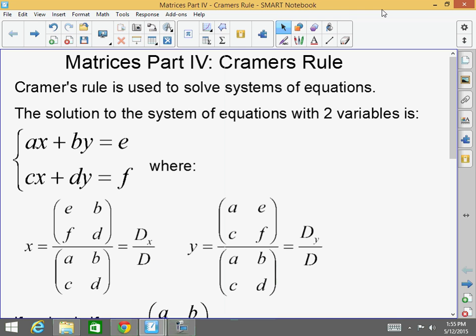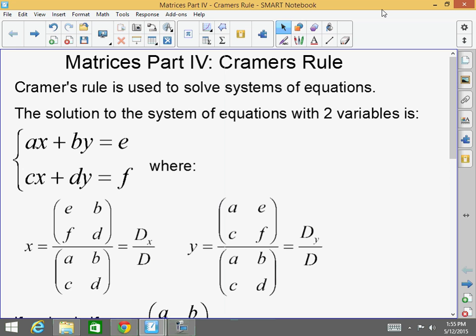Today we're going to wrap up matrices, and we're going to talk about something pretty awesome called Cramer's rule. Now, when you first see it, it's going to look daunting. It's going to look very intimidating. You're going to be thinking to yourself, what is this witchcraft that Mr. Morrow is trying to throw upon us? It's pretty simple, actually.